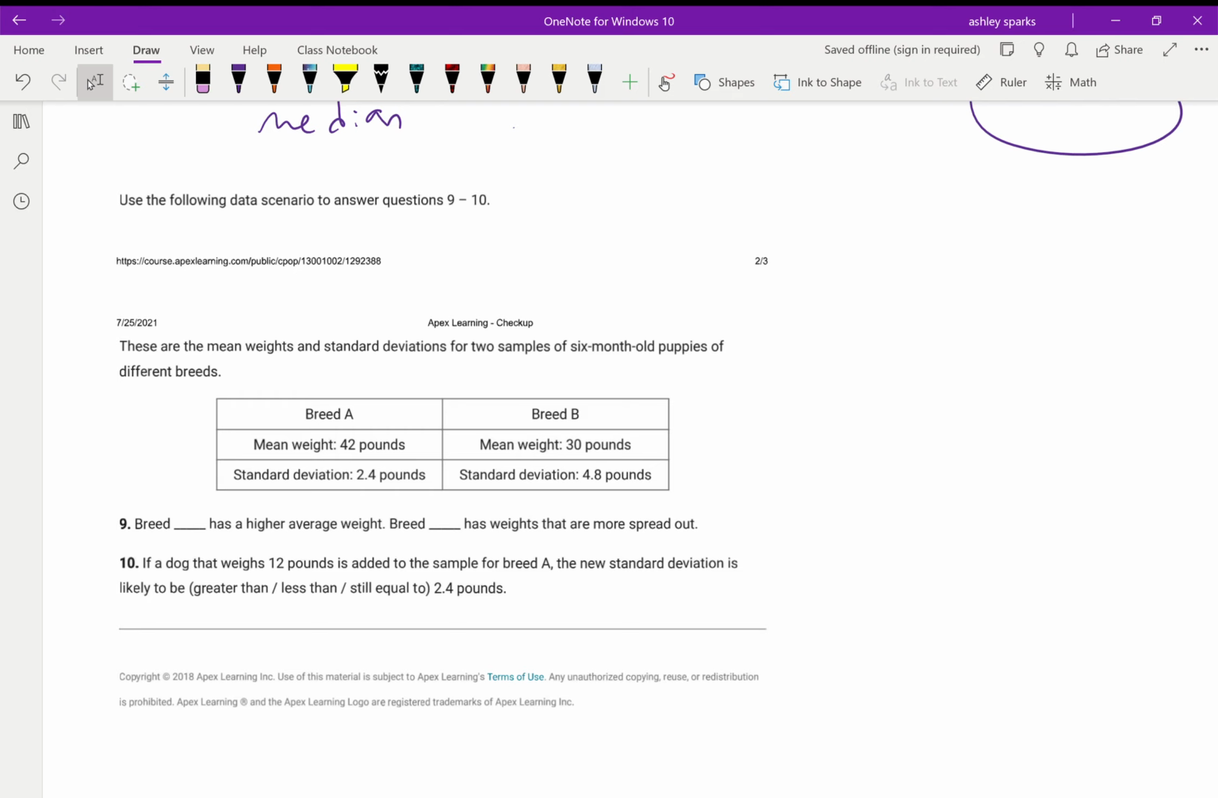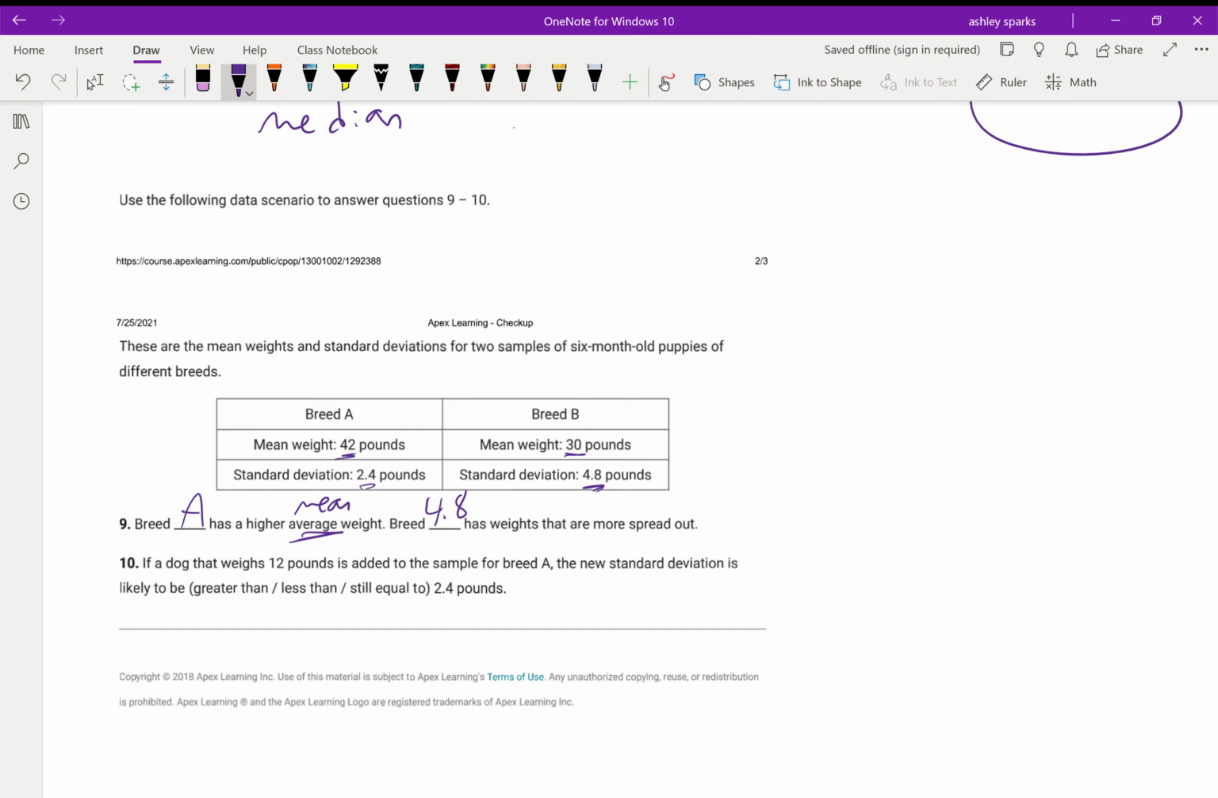So breed blank has a higher average weight. Well, average is just a word for mean. And we can look at our means, right? 42 is definitely bigger than 30, so that would be breed A. Breed blank has weights that are more spread out. Standard deviation is your word for spread. Okay, that's a way to think about it. 4.8 is much more spread out than 2.4. That's almost a 5 pounds flux.